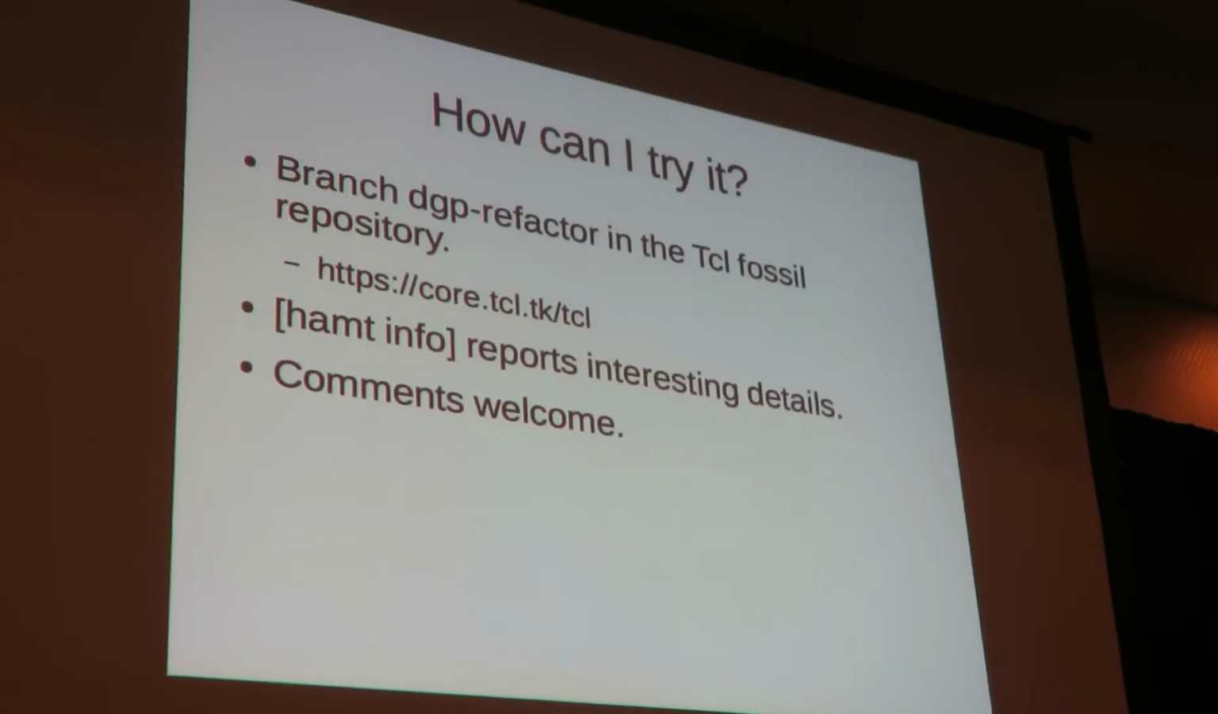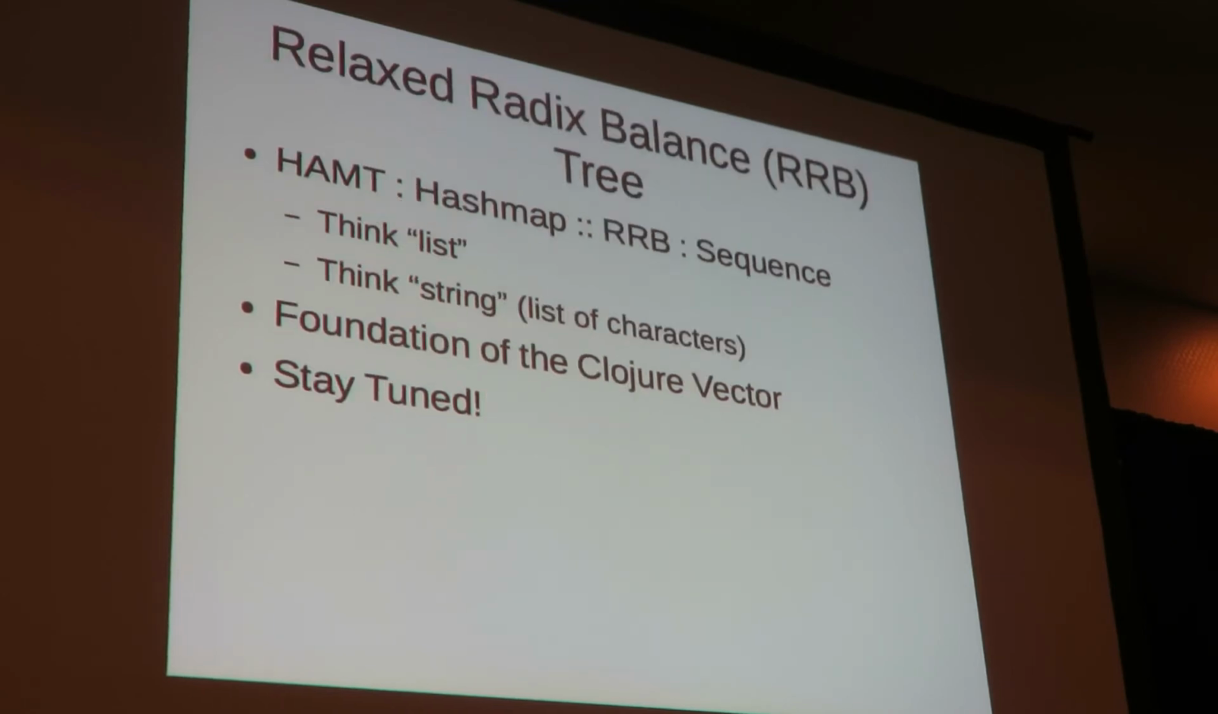If you want to take a look at this, I have a branched EGP refactor on the core Tcl repository. There also is a subcommand HAMT info, which will tell you statistical things about the structure. Feedback would be great. Let me just mention the relaxed radix balanced tree.